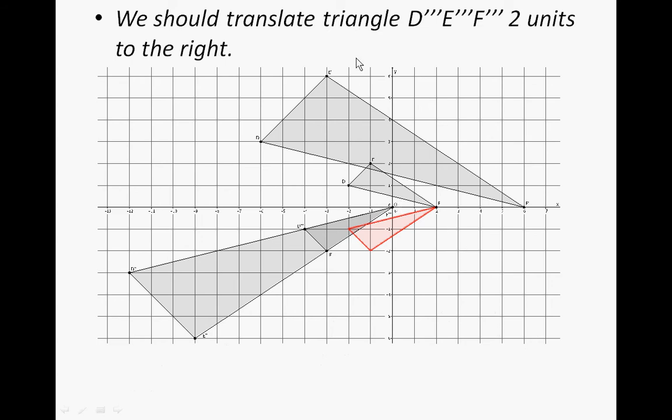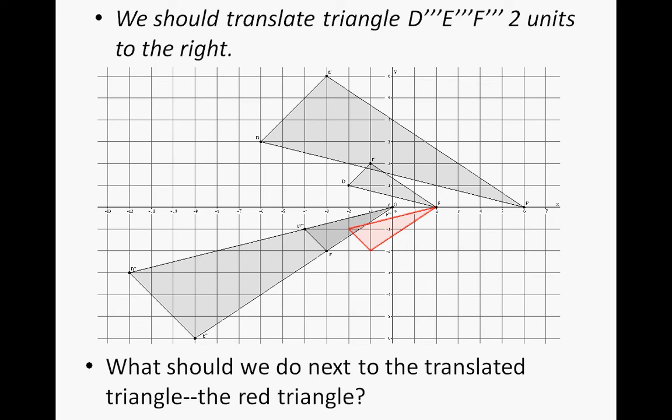Well, first we need to translate the triangle D triple prime, E triple prime, F triple prime, which, if you notice, was our shrinking of D double prime. So this was D double prime, E double prime. We shrunk it down, and now we have triple prime, and now we're going to move it 2 units to the right so that the points are equal.